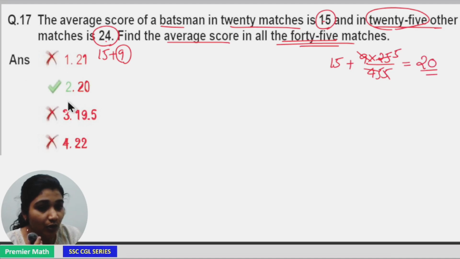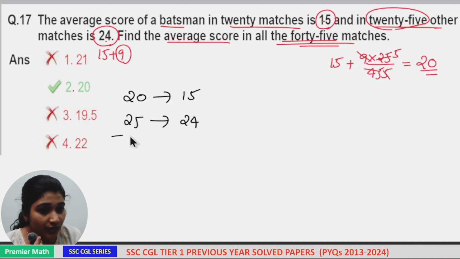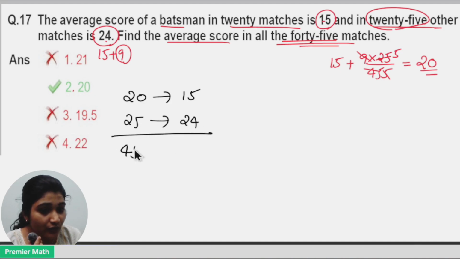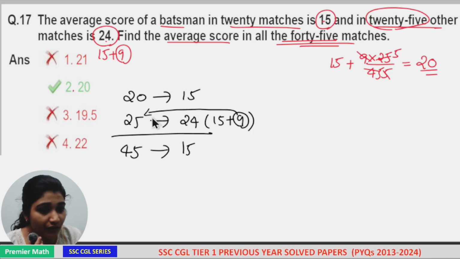Now, if you want a proper explanation: the 20 matches average is 15 and the 25 matches average is equal to 24. Now, we have to find the average of 45 matches. Take the common average, which is 15. 24 I can split as 15 plus 9. Now 15 we have taken. This extra average 9 is for these 25 matches.